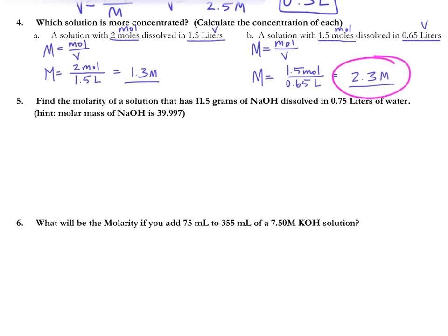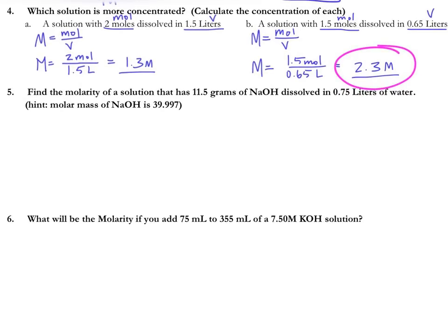All right, let's look up at number 5. Number 5 wants me to find the molarity of a solution that has 11.5 grams of sodium hydroxide dissolved in 0.75 liters of water. And it gives you a hint here to find the molar mass of sodium hydroxide, and it's 39.997. Okay, so let's look at what we have here.